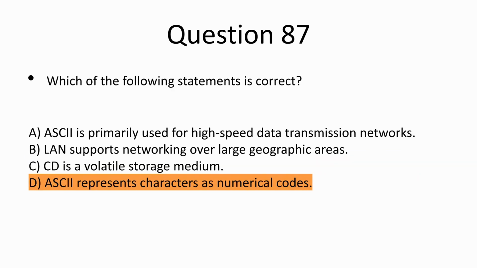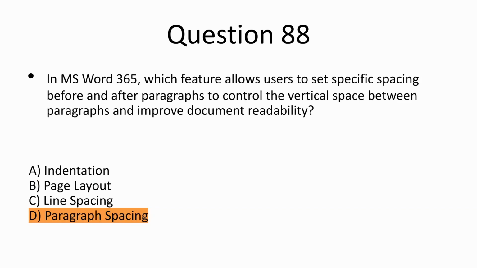Question 87 asks, which statement is correct? The correct statement is D. ASCII represents characters as numerical codes. Question 88. Which MS Word feature allows users to set specific spacing before and after paragraphs? The feature is D. Paragraph spacing.